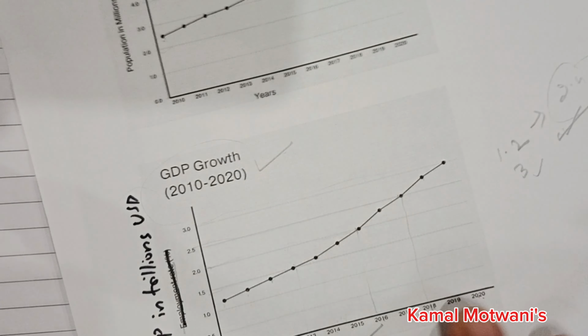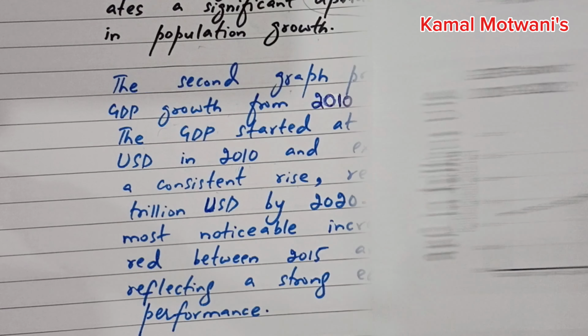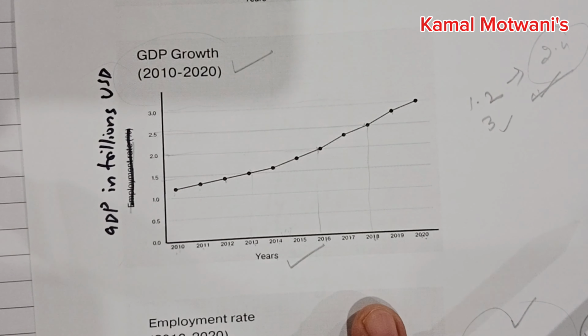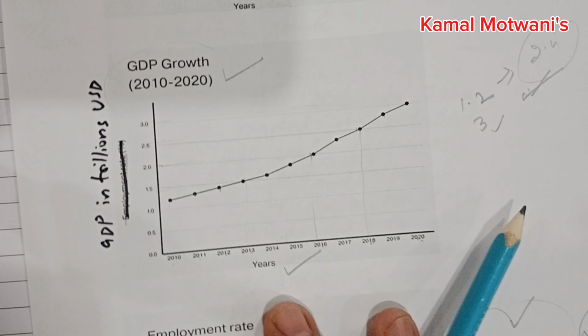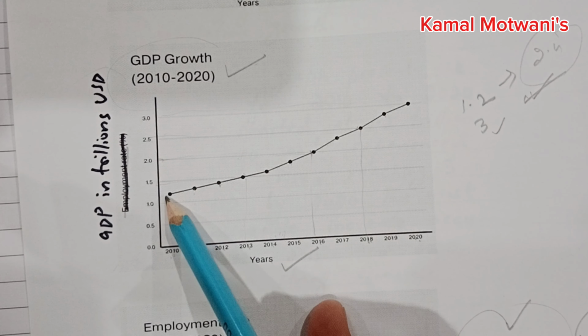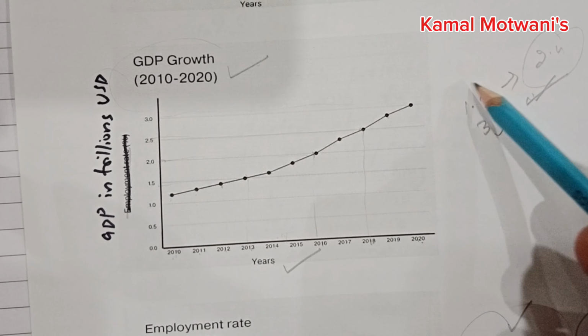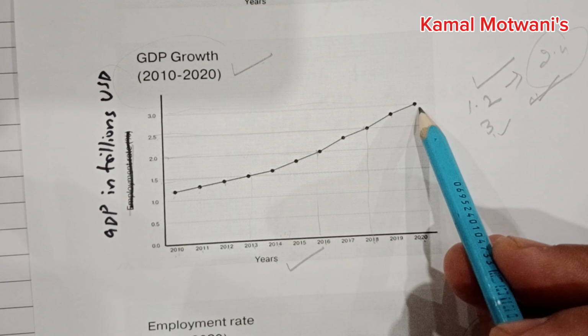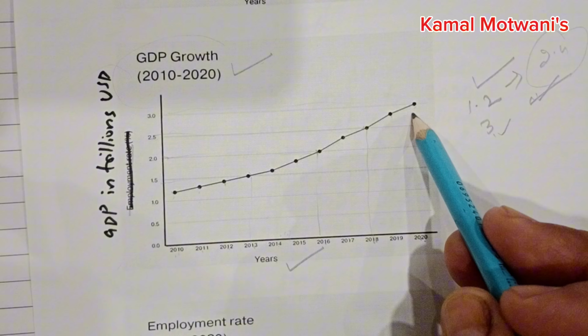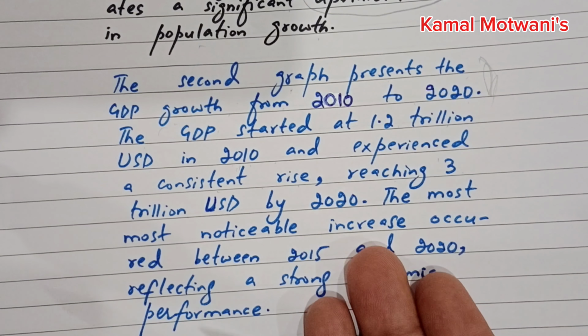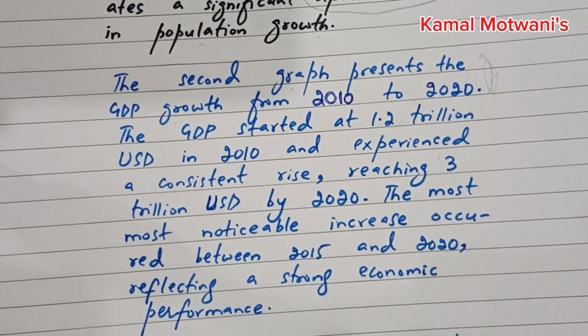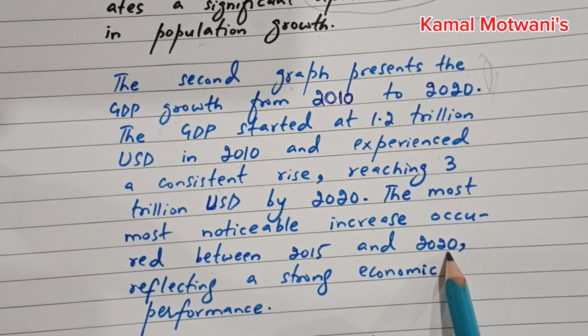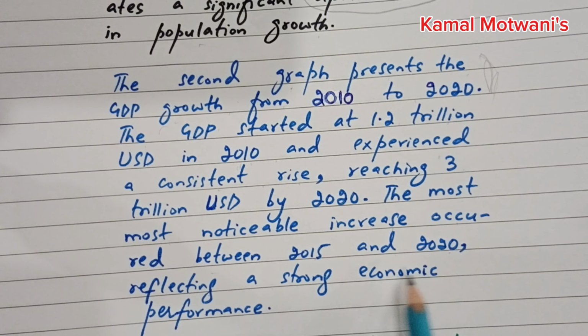Now let's see here. You see, in 2010 it started from 1.2 and it ended at 3 trillion US dollars by 2020. That's what we have written. Okay. The most noticeable increase occurred between 2015 and 2020, reflecting a strong economic performance.